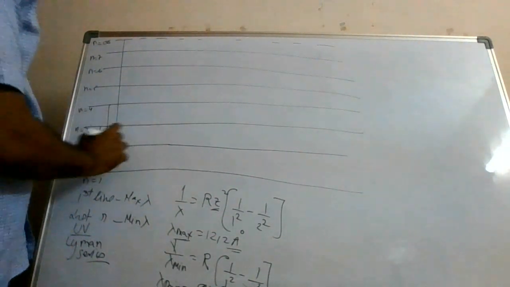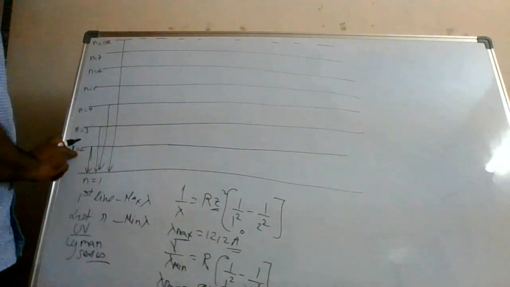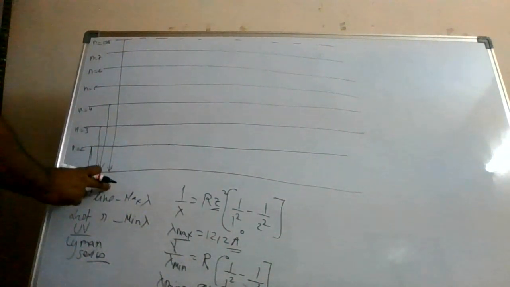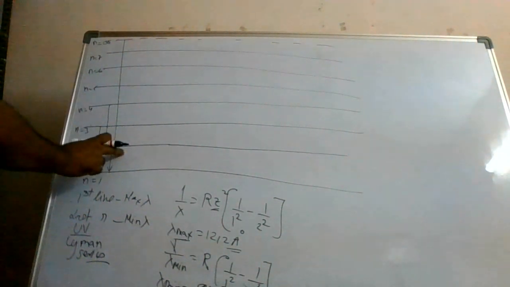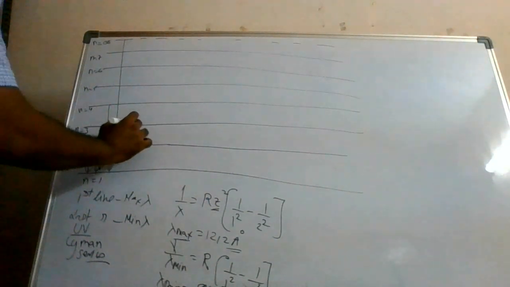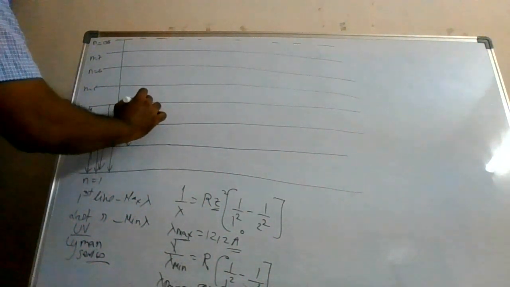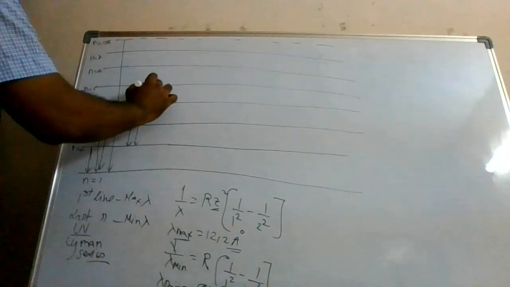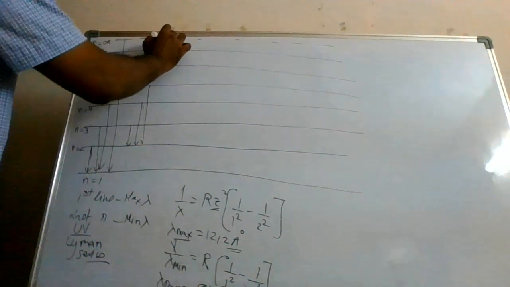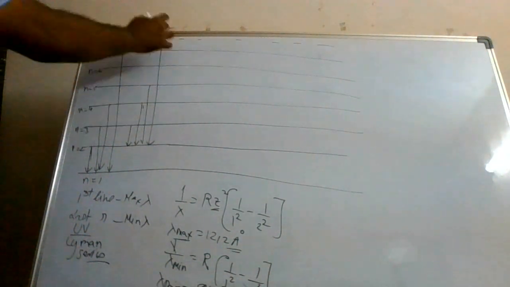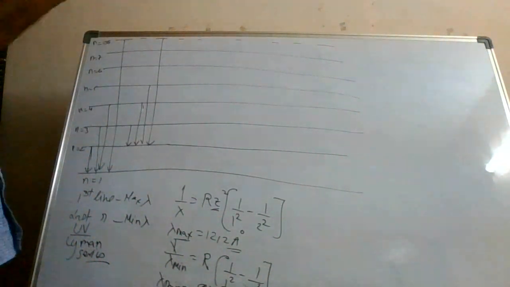Now, for the next one, see here from 2 to 1 it jumped, 3 to 1 it jumped, 4 to 1 it jumped. Similarly, one electron can jump from 3 to 2, isn't it? 3 to 2 it can jump, or 4 to 2, or 5 to 2, or infinity to 2 it can jump.